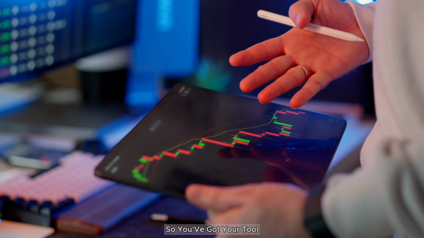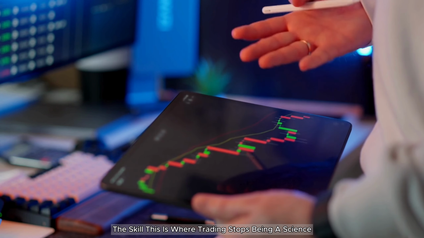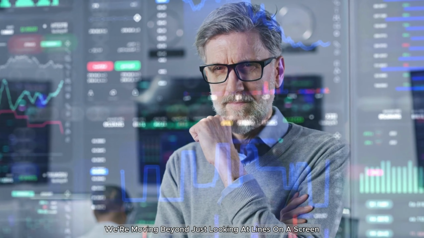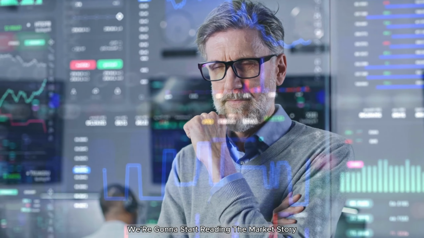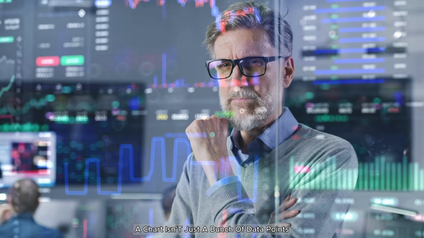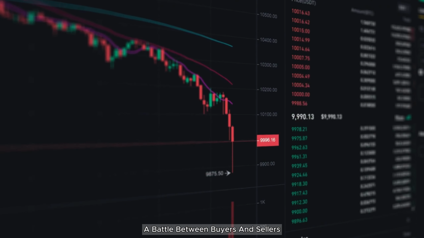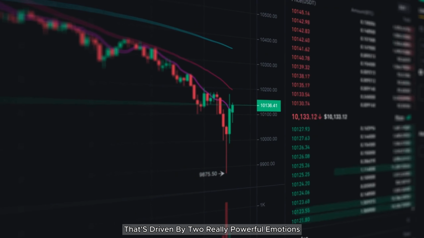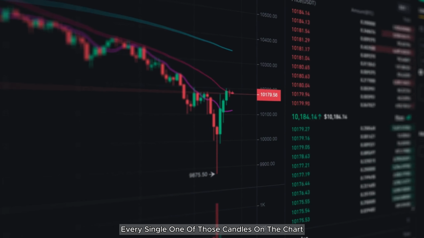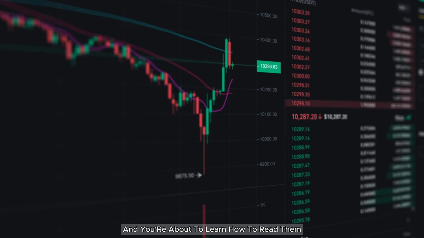So you've got your tool. Now for the really important part, the skill. This is where trading stops being a science and starts becoming an art. We're moving beyond just looking at lines on a screen. We're going to start reading the market story all through the psychology packed inside Japanese candlesticks. You have to understand, a chart isn't just a bunch of data points. It's a visual record of a battle between buyers and sellers that's driven by two really powerful emotions, greed and fear. Every single one of those candles on the chart is like a chapter in that story, and you're about to learn how to read them.